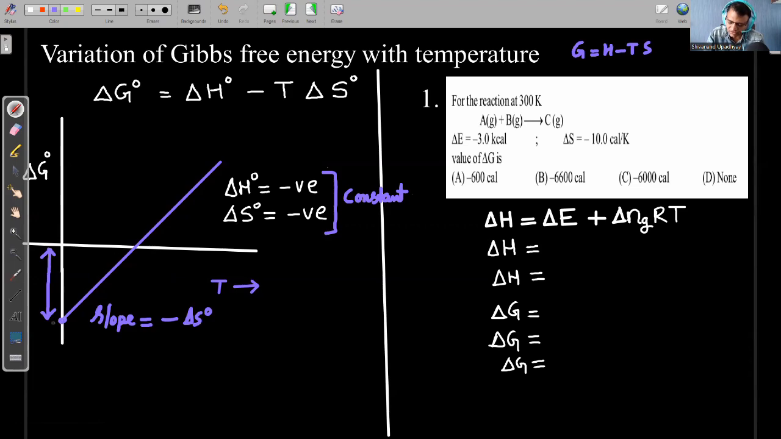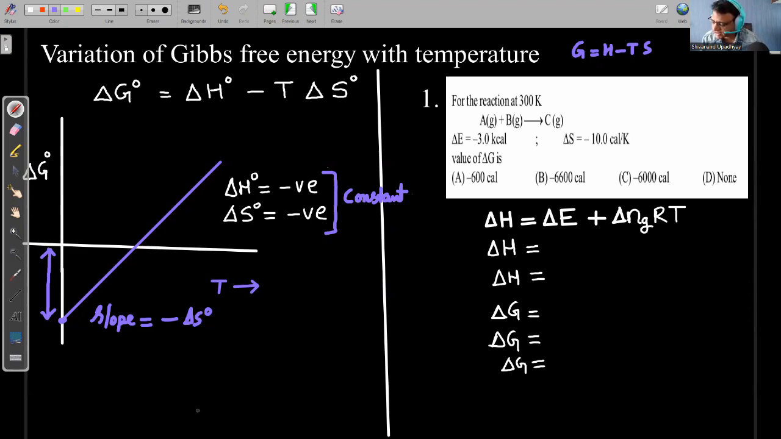So if you are drawing a straight line, this is an experimental graph, meaning in that temperature range the values of delta H naught and delta S naught are constant. One question they may ask is to draw the graph of delta G naught versus temperature and ask whether the reaction is endothermic or exothermic. Like here we are saying that delta H naught is negative, so it is an exothermic reaction. Because the slope is positive, the entropy change is negative, right? So you can solve questions based on the graph.